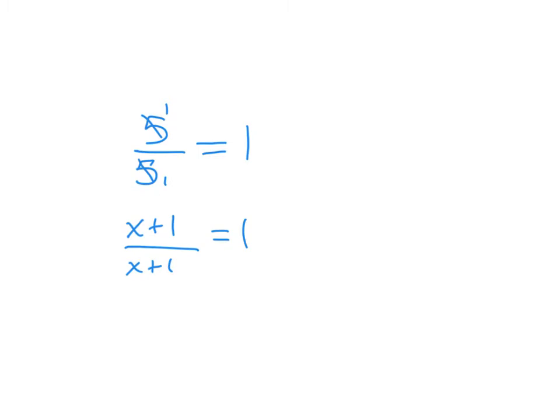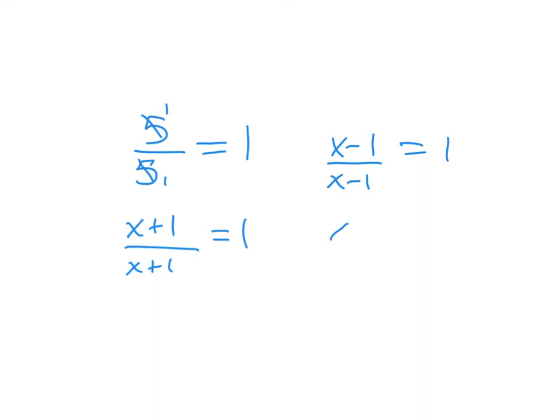Pretty good? All right, let's keep going. Then if I have x minus 1 over x minus 1, again, same thing over the same thing, and it's 1.